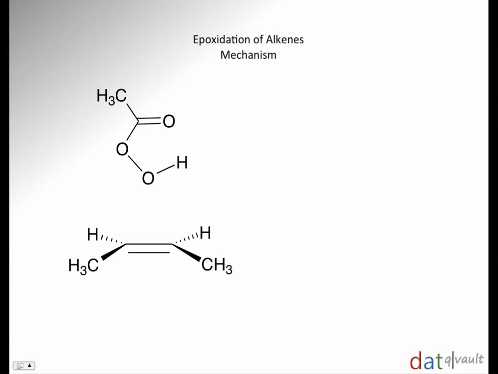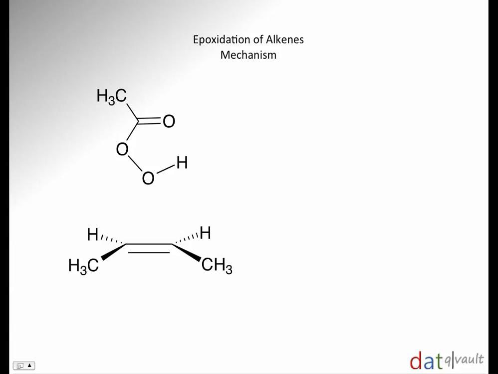So we get syn stereochemistry, which is the addition to a single side of an alkene, because the epoxidation reaction happens entirely only on one side of the alkene. And that's because since we're reacting one molecule with this planar alkene, and the fact that the reaction is going to be completely concerted, the reaction can only happen on one side of the alkene at a single time.